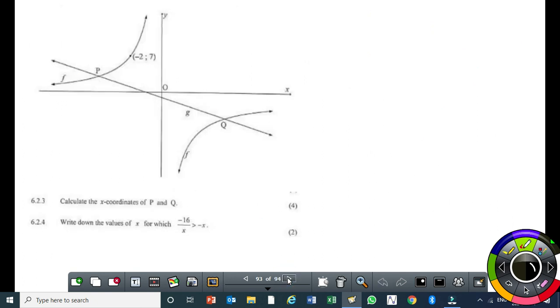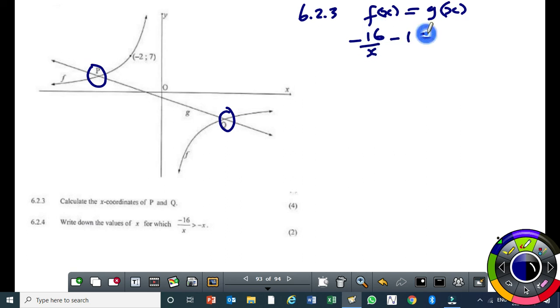Then 6.23 says calculate the x coordinates of P and Q. To calculate those coordinates, obviously you have to be aware that this is the point of intersection. If two graphs intersect, they are equal at that point. So we start by saying f of x is equal to g of x. We now know that f of x is minus 16 over x minus 1, and g of x is minus x minus 1.